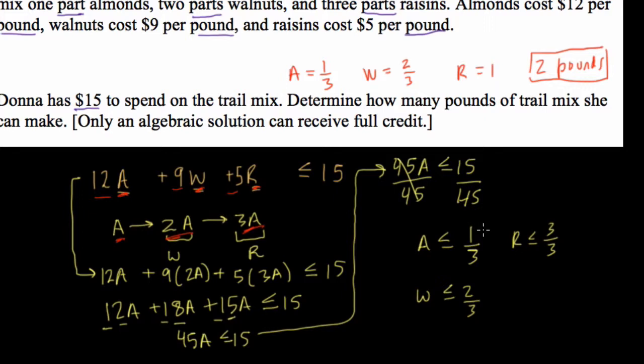Then I bought the maximum amount from each category, and it has to be a ratio, an equal ratio to complete the recipe. So if we take the full 1/3 of almonds, we take the 2/3 of walnuts and the 3/3 of raisins, added them up, got the weight. Thank you.